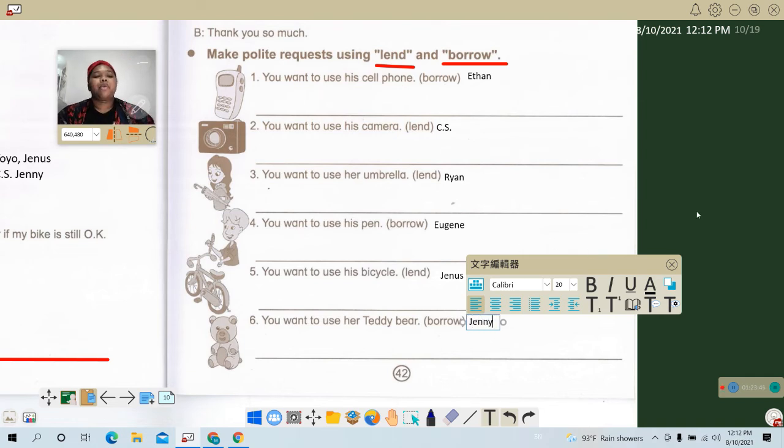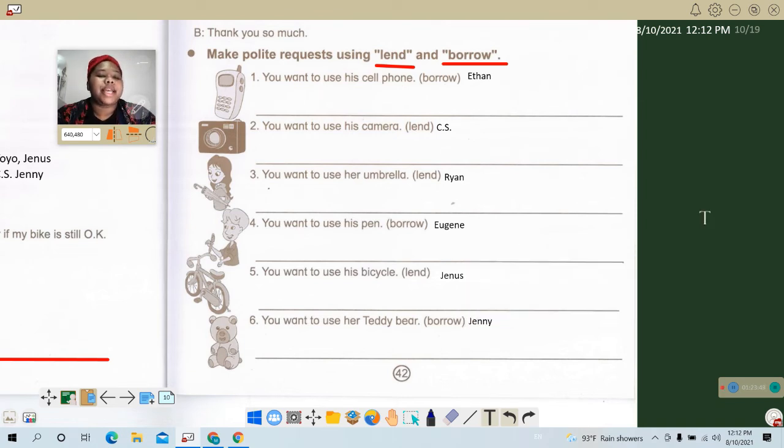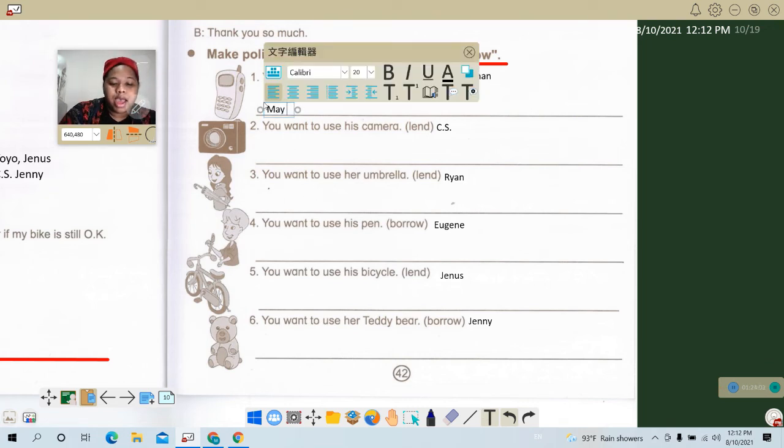All right. Number 1, Ethan, you want to use his cell phone. We don't know who is this person, but we know it's a boy. So, please use borrow. May I borrow your cell phone? Very good. May I borrow your cell phone?